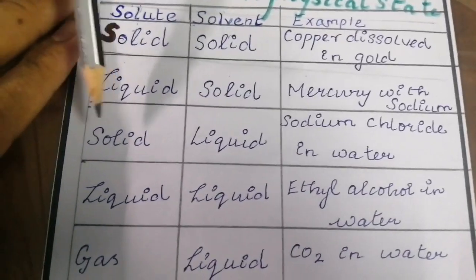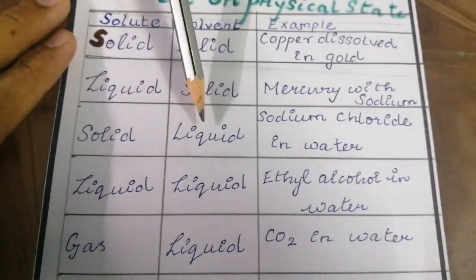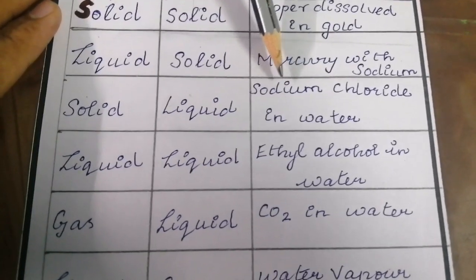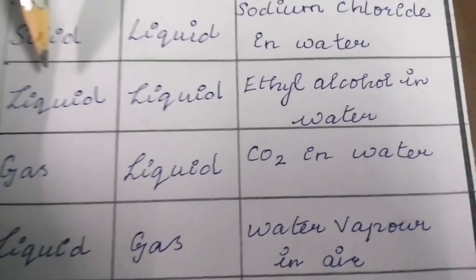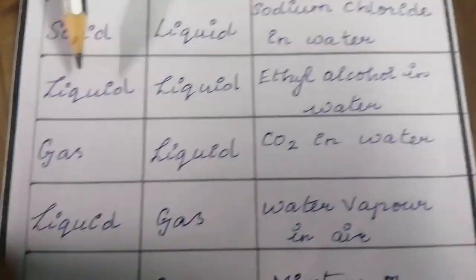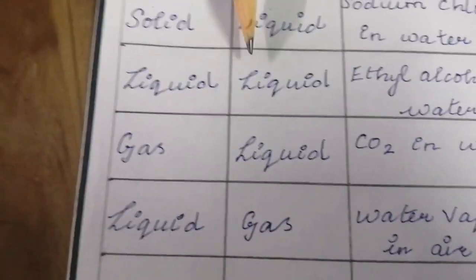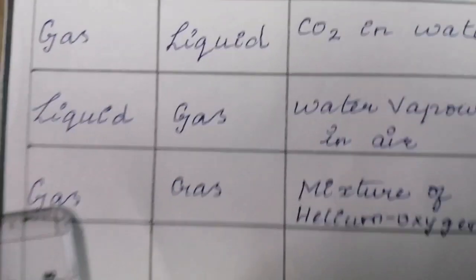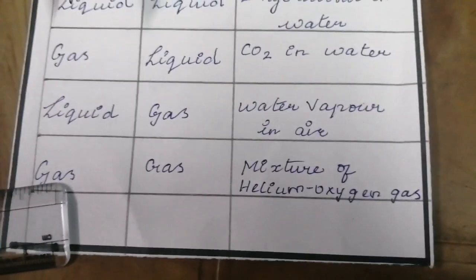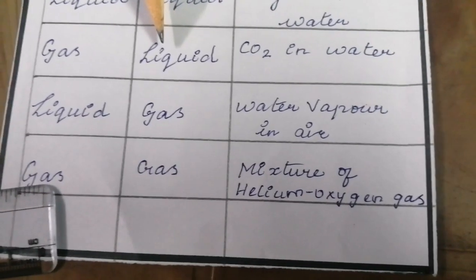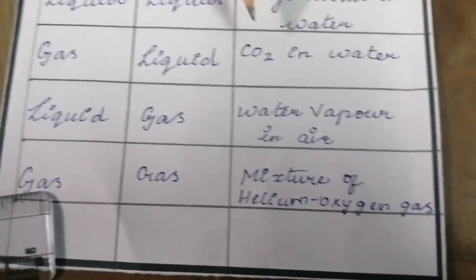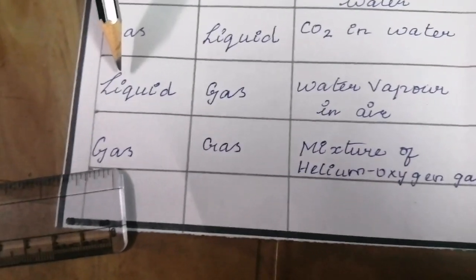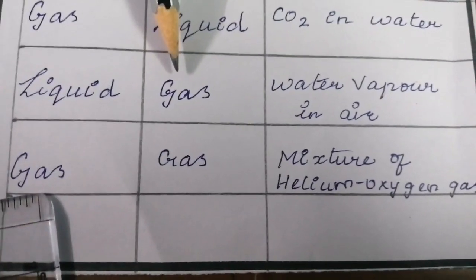Next one is the solute is solid and the solvent is liquid. The liquid is the major portion. So this is sodium chloride in water. The next thing is both the solute and the solvent are in the liquid state, and you can see the example ethyl alcohol in water. The next category is the solute is gas and the solvent is liquid. So this is CO2 in water, carbon dioxide in water. The other category is the solute is in the liquid form and the solvent is in the gaseous form.